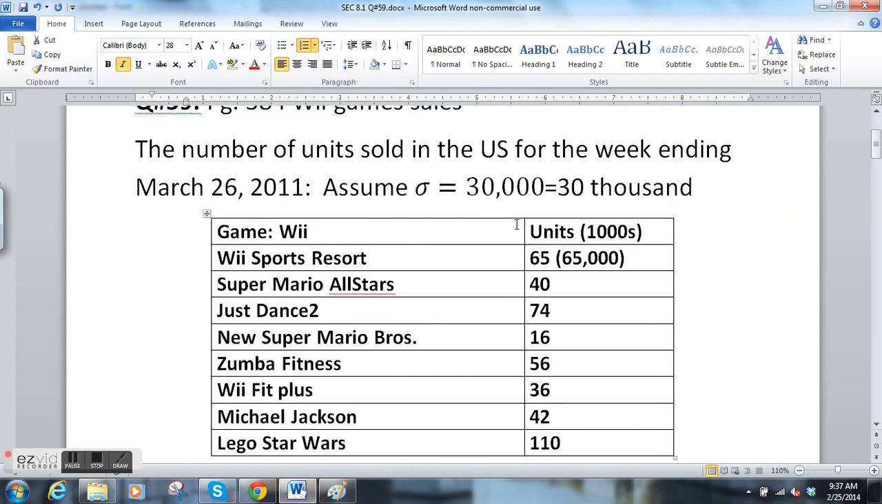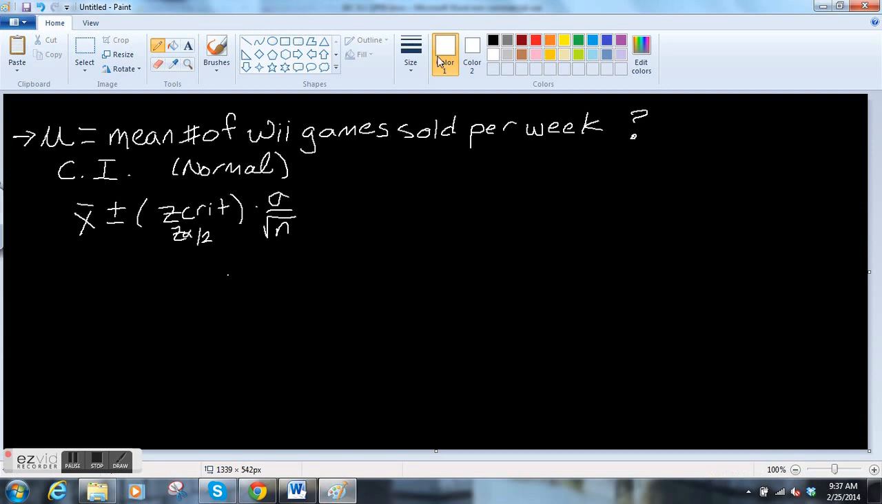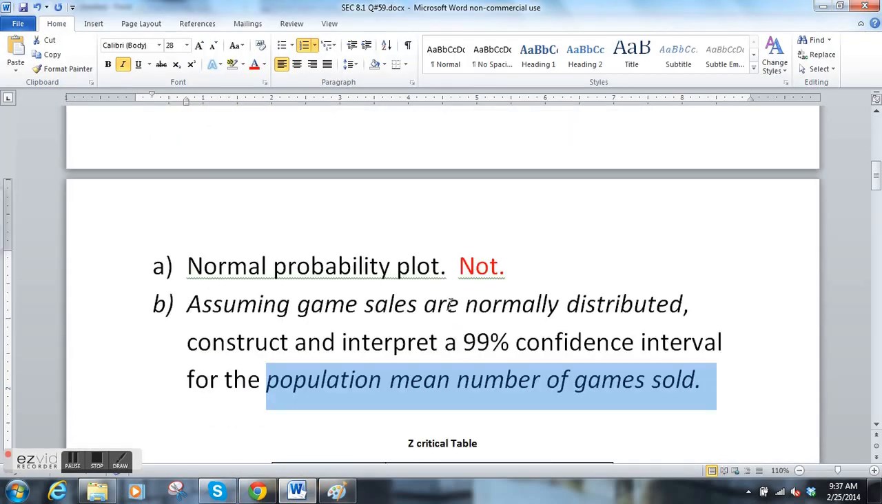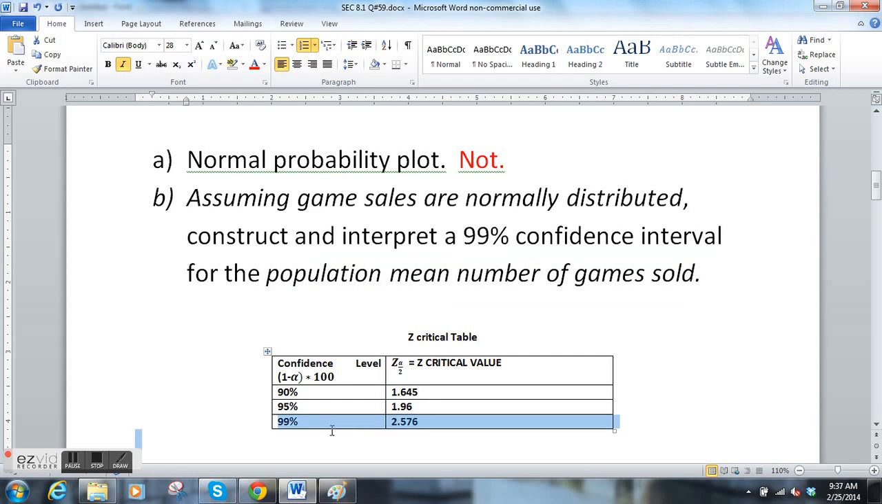Here's our data. So we know sigma, that's the standard deviation, equals 30,000. N equals 1, 2, 3, 4, 5, 6, 7, 8. Back here. So far we know sigma equals 30. You'll notice that it's 30,000, but we're going to leave it as 30. N is equal to 8. The Z critical, it's for 99%. So you go to your table. I'm trying to find all of these pieces for the formula. Here's the Z critical table. So 99% is right there.